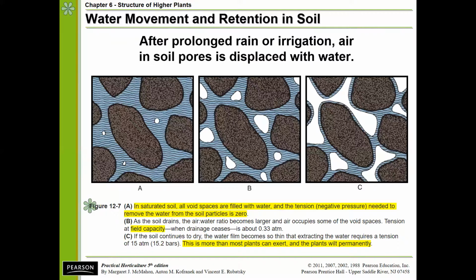But just recall that at a water potential of 0, the soil is saturated and you can't actually take up water. At field capacity, it is usually around 0.33 atmospheres of pressure that you tend to get the best air to water ratio in soil and the most available water. So water is not available at 0. It is available at slightly below 0.